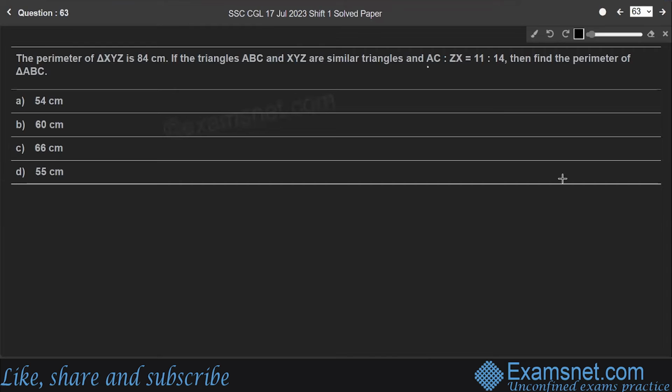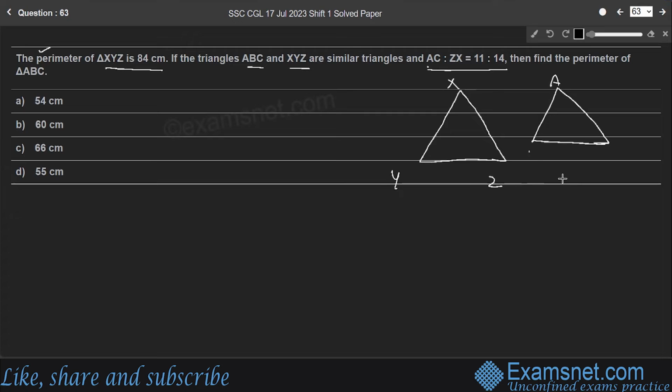Question 63. The perimeter of triangle XYZ is 84 centimeter. If the triangles ABC and XYZ are similar triangles and AC is to ZX is 11 is to 14, then find the perimeter of ABC. Here students, consider two triangles XYZ and ABC which are similar triangles, right? Two similar triangles XYZ and ABC.